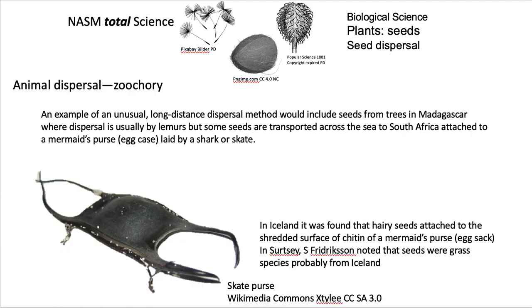And a less common one, but some seeds attached to the rough surface of a seed sac, an egg sac from a fish, and you then get them carried across in the water, and if they are transported far enough and washed up on a coastline, so you get that from Madagascar to South Africa, and examples in Iceland as well.